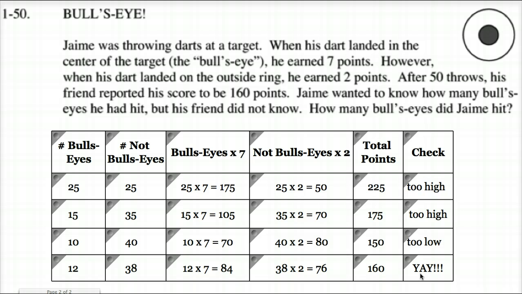So this time I went through a guess and check table. I made educated guesses based on my previous guesses, and I found my answer: 12 bullseyes and 38 that were not bullseyes. This is an example of a guess and check table.